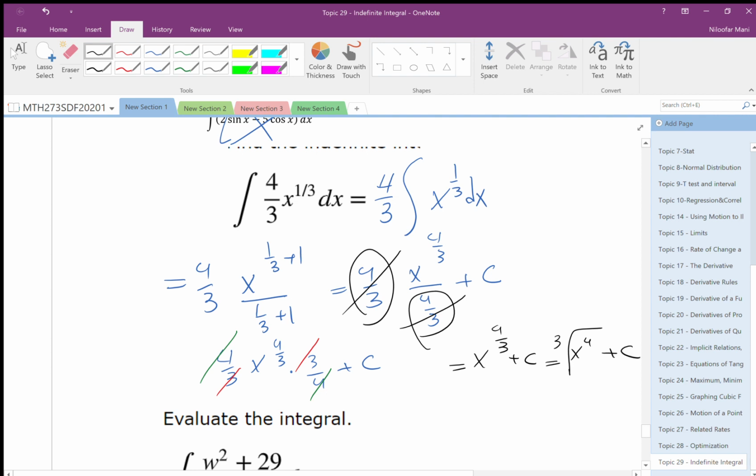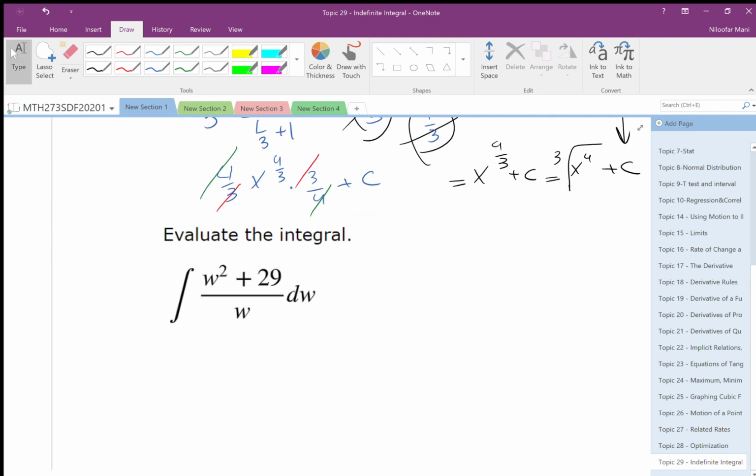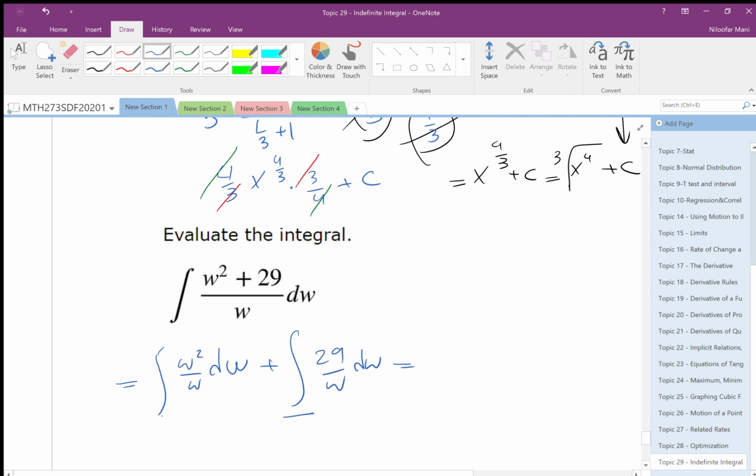Okay? Don't forget c. Also, if you have several integrals, just add one c. You don't need several c. How about here? Here, this is division. And I know integral doesn't go over division, so I cannot say integral top divided by integral bottom. No. I have one thing in the denominator, which is a monomial. So I can divide one by one. So integral w squared divided by w dw plus integral 29 divided by w dw. Remember, when I add one more symbol of integral, I need to add dw as well.